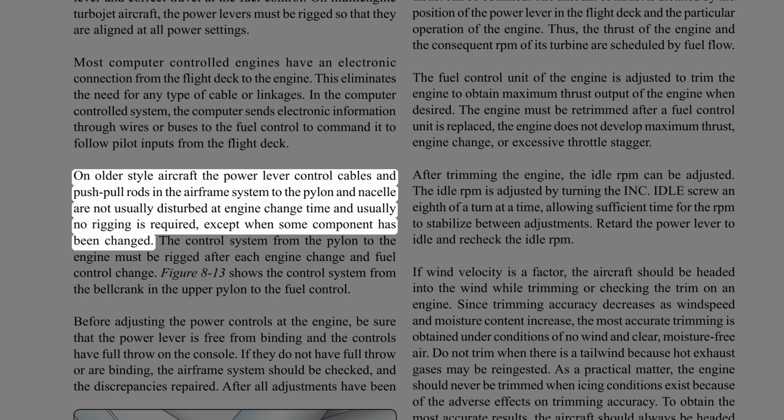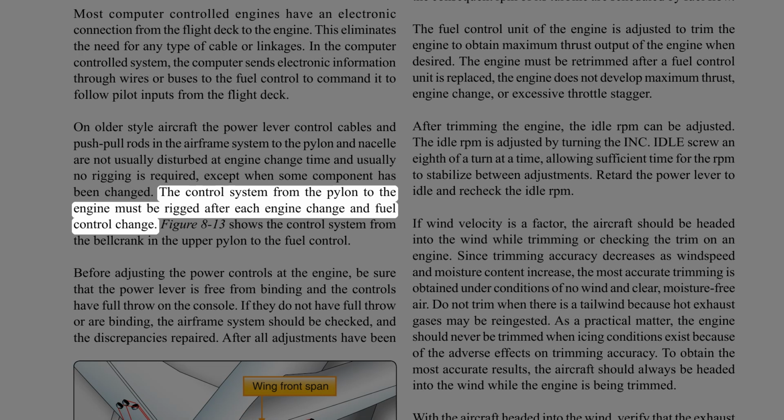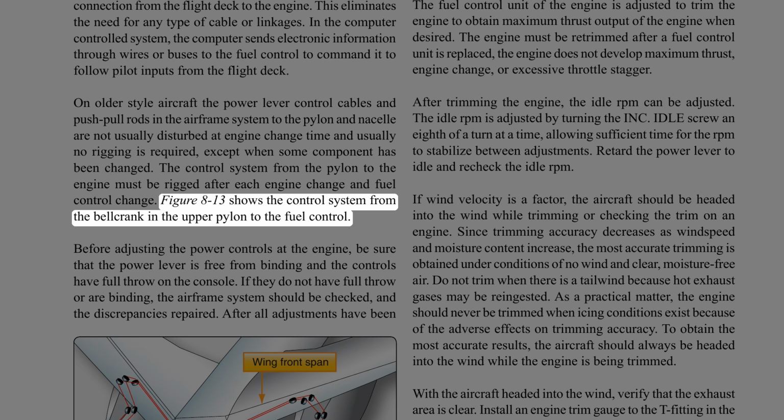On older-style aircraft, the power lever control cables and push-pull rods in the airframe system to the pylon and nacelle are not usually disturbed at engine change time, and usually no rigging is required, except when some component has been changed. The control system from the pylon to the engine must be rigged after each engine change and fuel control change. Figure 8-13 shows the control system from the bell crank in the upper pylon to the fuel control.